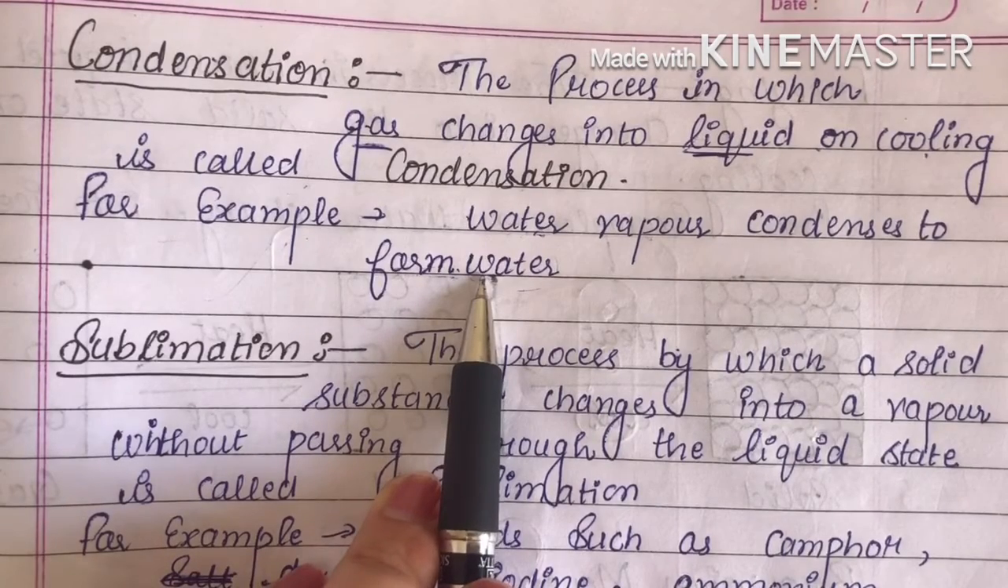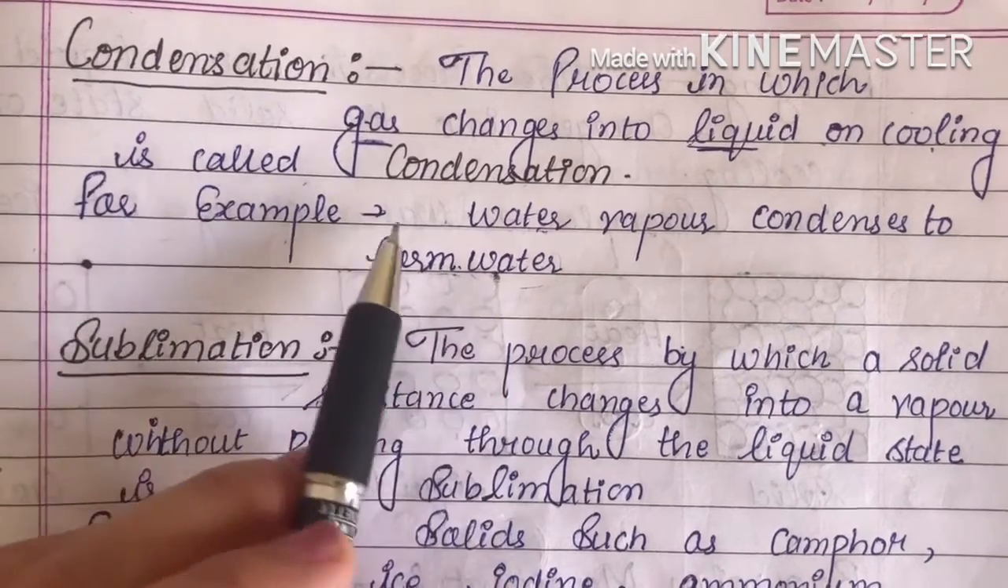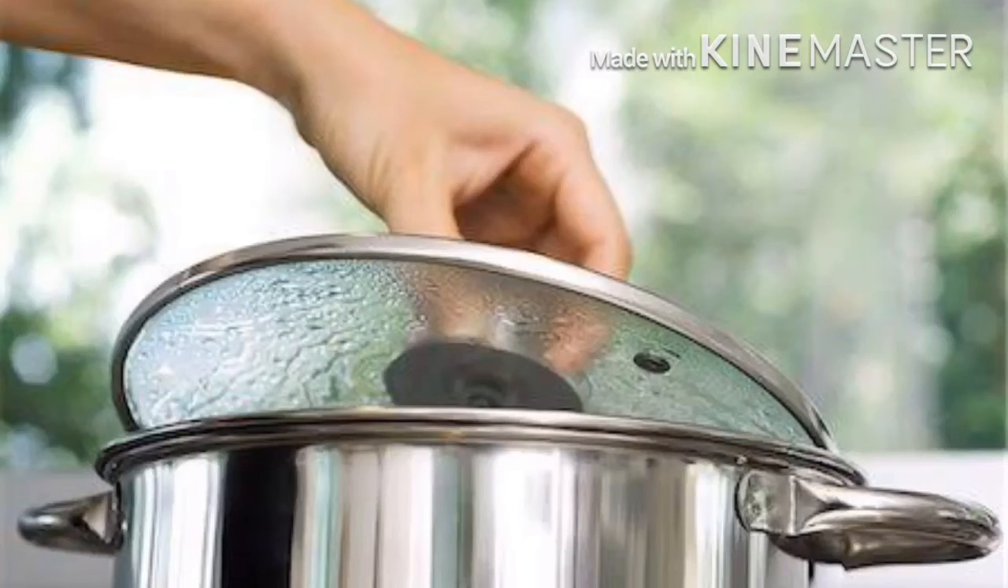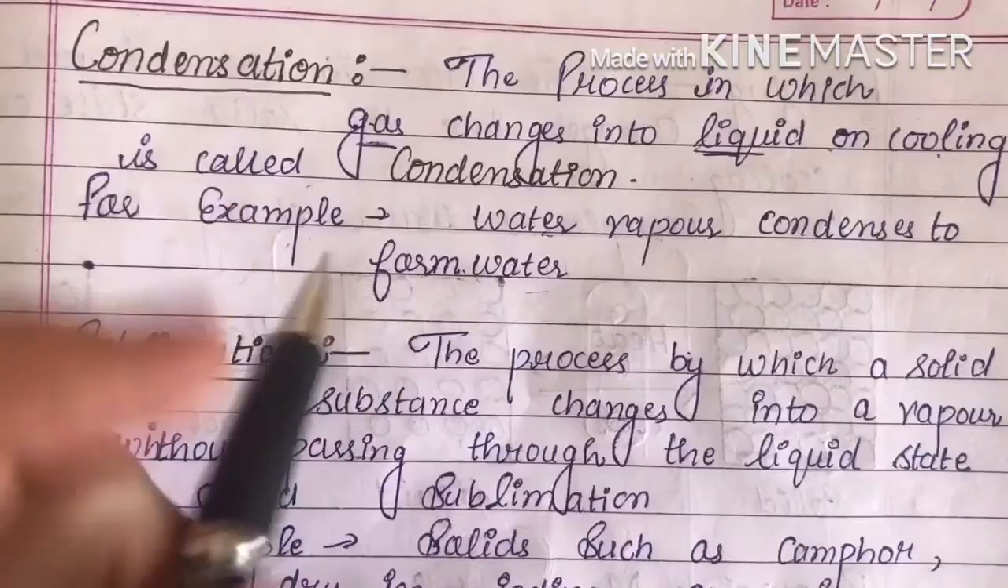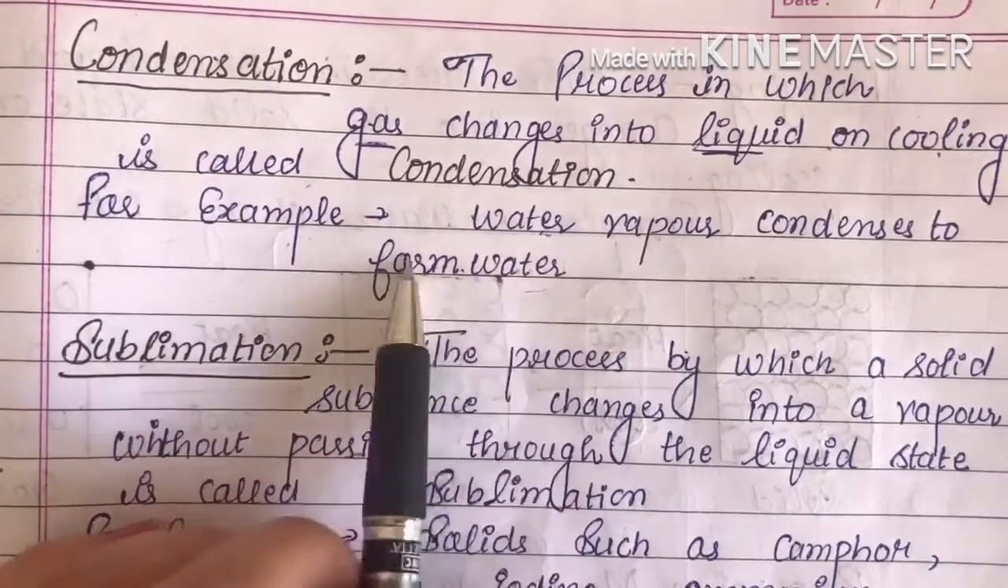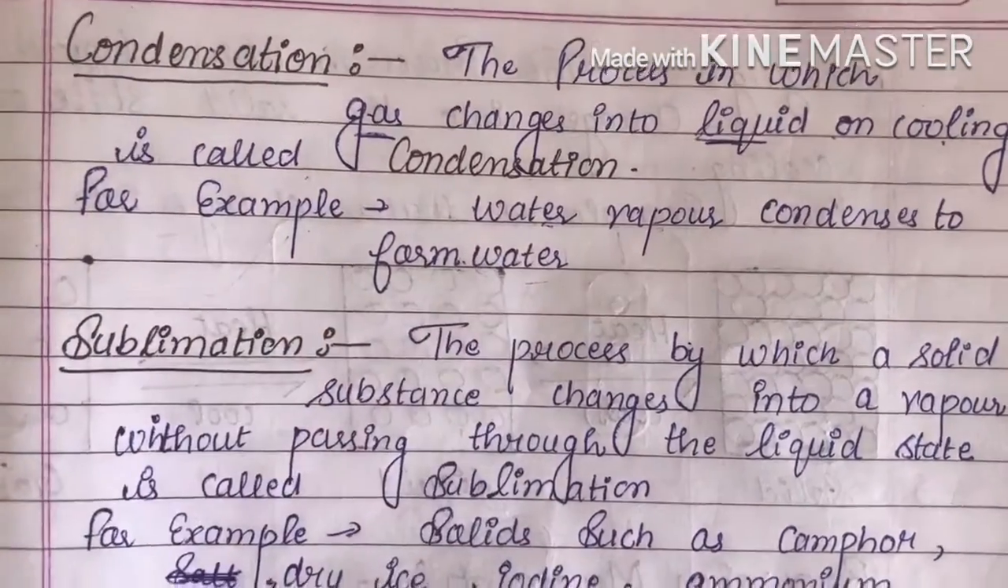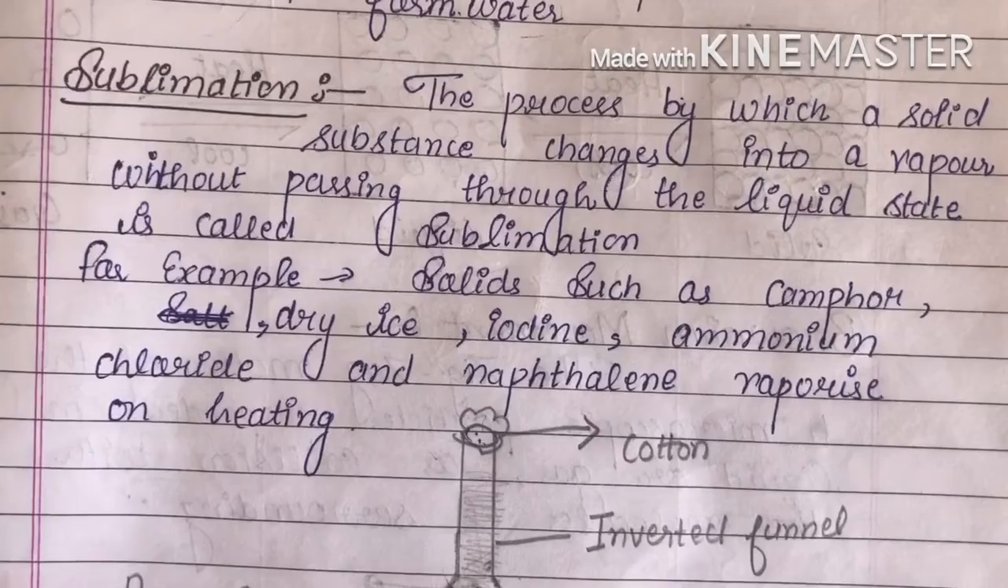Like you see when your mother cooks food using a lid container. After some time, the water present in the food evaporates and the vapors stick to the lid. When you remove the lid, after cooling in contact with air, they change into liquid, that is, the water vapors change into water form. Next one is sublimation.